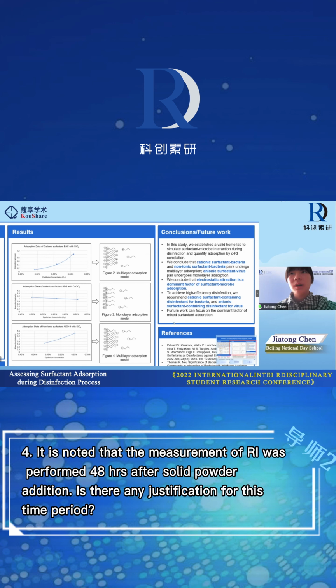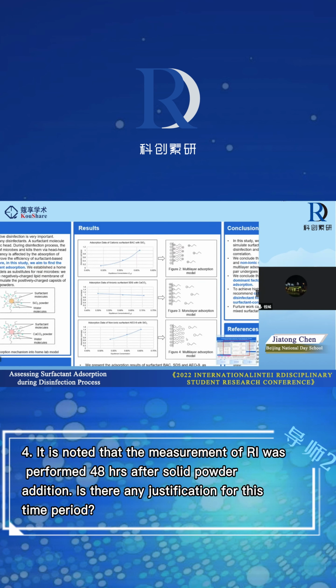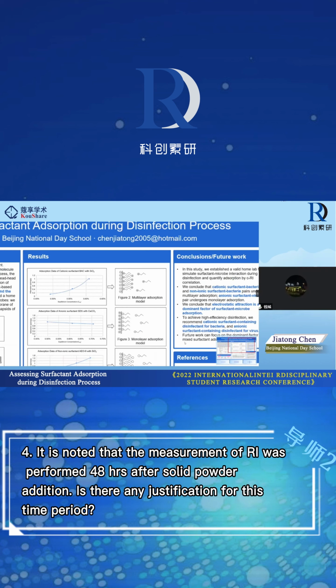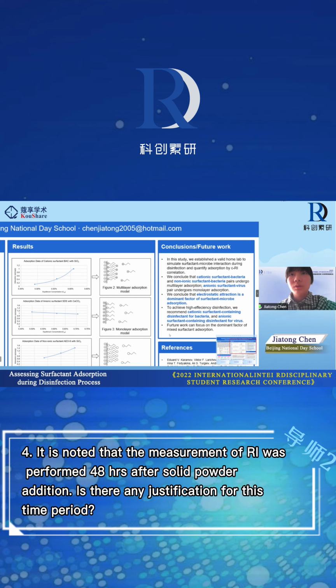So to achieve high efficiency disinfection, we highly recommend using cationic surfactant-containing disinfectants for bacteria, and anionic surfactant-containing disinfectants for virus. For example, during the COVID-19 pandemic, we recommend using anionic surfactant-containing disinfectants to eliminate coronavirus, to stop the spreading of it.